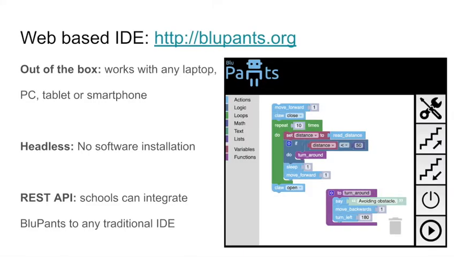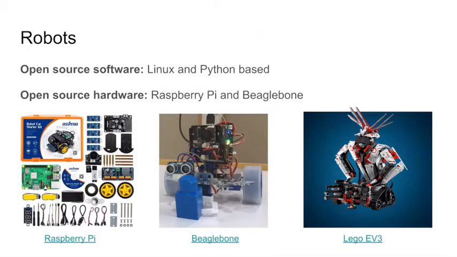In order to use BluPants you're going to need two things, a web browser and a robot. So the web browser you can use from any device such as a laptop, a regular PC, a tablet, or even from your smartphone. So no software installation is required. You just visit bluepants.org. You're going to see an environment similar to this one that we have on the right of our screen. And you can start building code right away with this visual based programming language. You also need a robot.